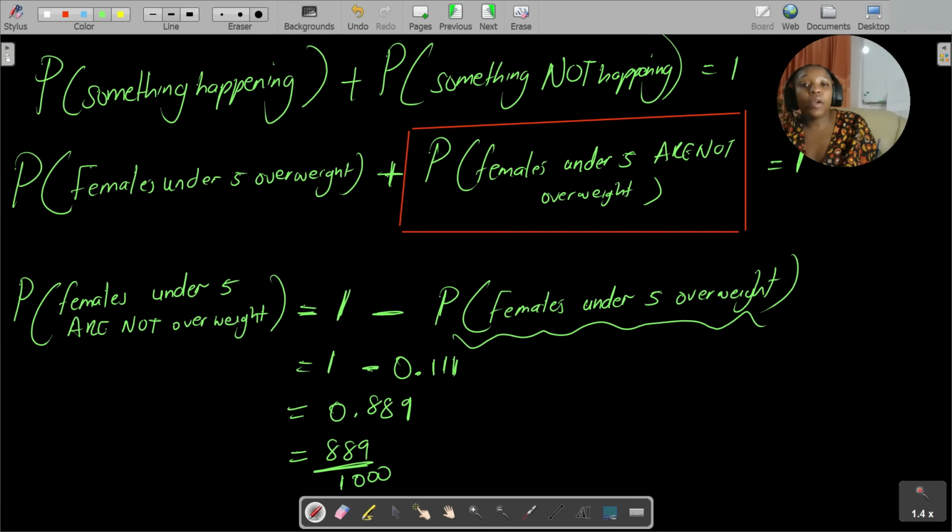So very important here, especially when you can't count, you need to use the complementary rule. The probability of something happening plus the probability of something not happening is equal to 1. And then from there, you just work with what you have to help you calculate what you want. Okay, let's have a look at the next question.